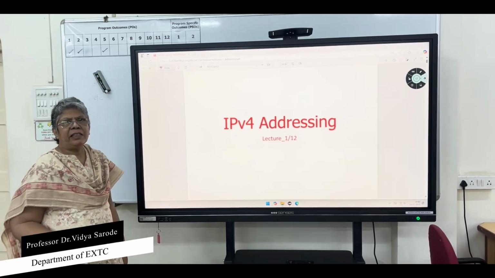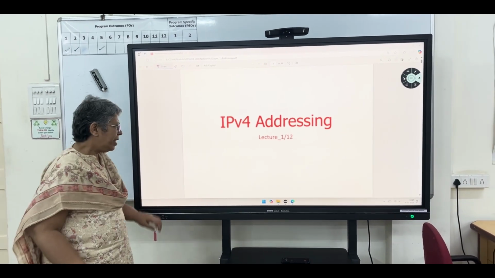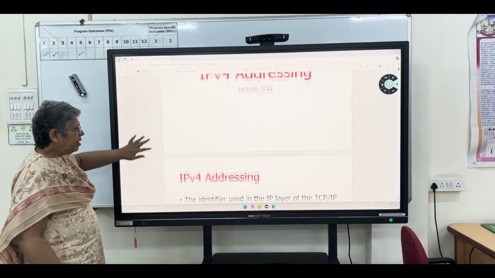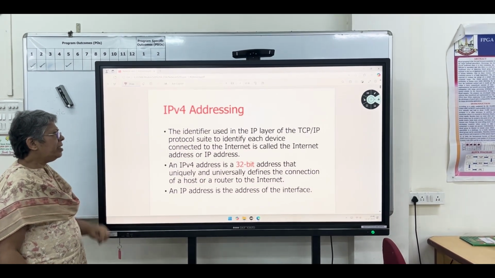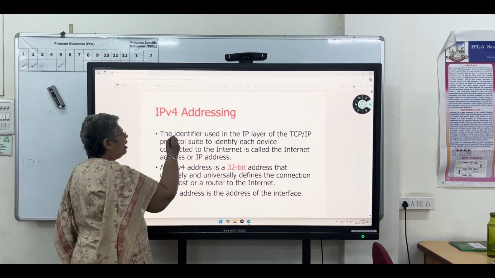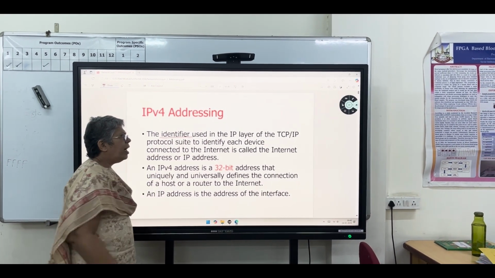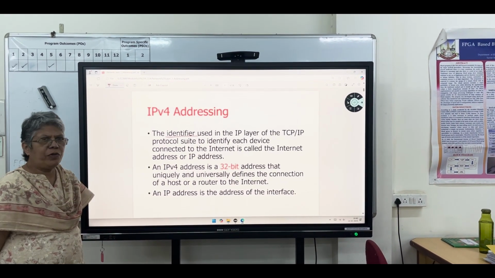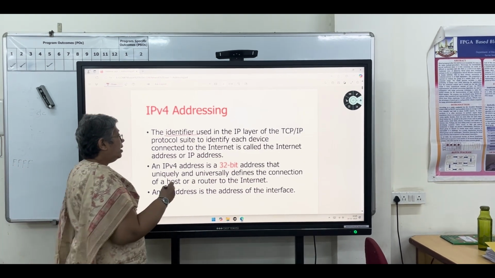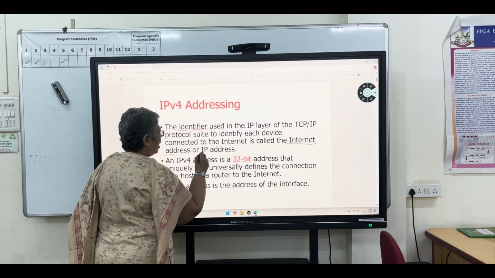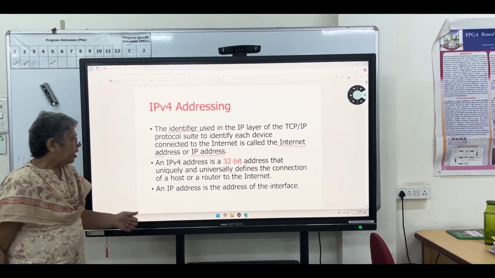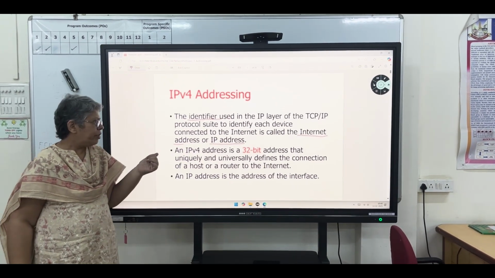Today we will be touching upon IP version 4 addressing. So in IP version 4 addressing, basically we talk about the IP address. So what is it? Basically it's an identifier which is used in the IP layer of the TCP/IP protocol suite, and it is also known as an internet address or an IP address. So therefore, we will now see various characteristics of the IP address.